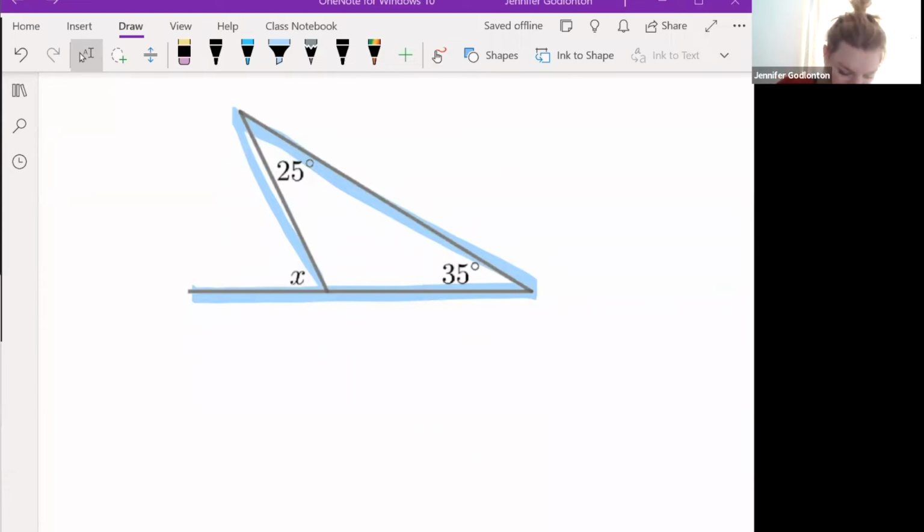Okay, let's go to Isona. Isona, can you help me out? What is X going to equal? Tell me my reason and tell me what it will equal. I think X is equal to 60. Okay, so I'm going to write it as an equation. I'm going to say X is equal to 25 plus 35. What's my reason? Angles on a straight line.